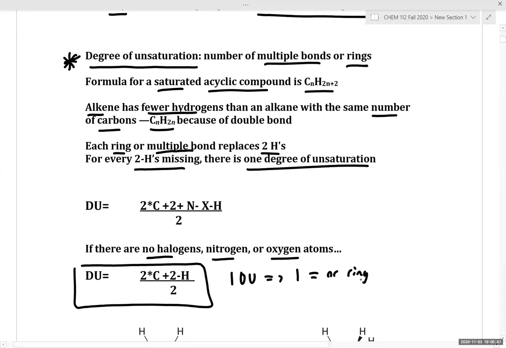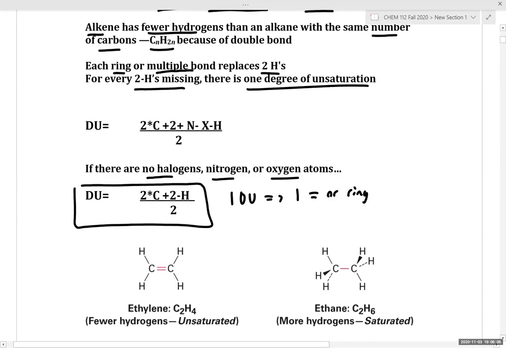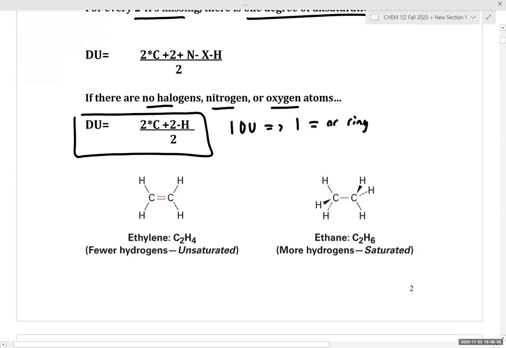Does this concept look familiar? We talked about DU way at the beginning of the class. Does this idea of degree of unsaturation look familiar? Yeah. Perfect.